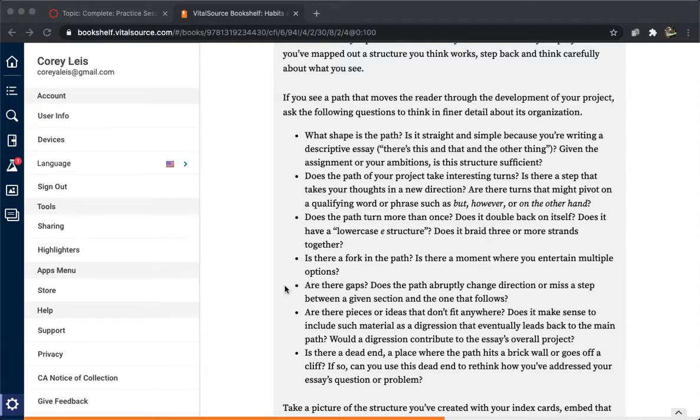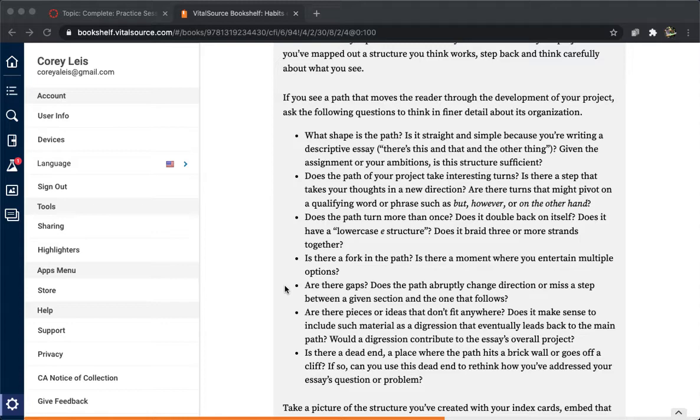Is there a fork in the path? Is there a moment where you entertain multiple options? It could be defined this way, or it could be defined that way, right? So we have that kind of fork in the metaphorical path of our essay. Think about that a little bit.